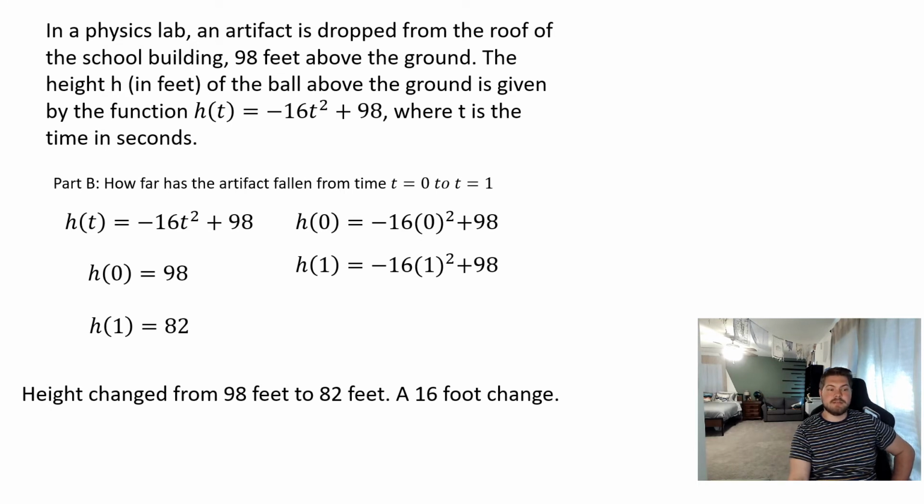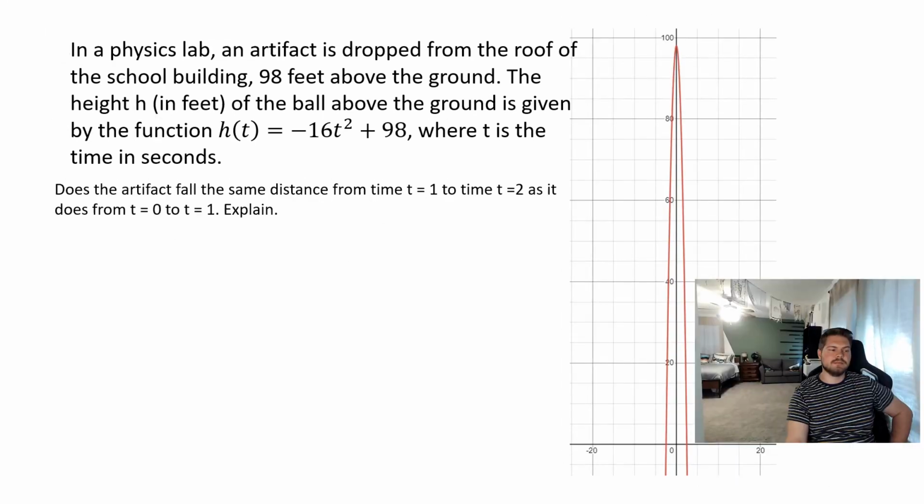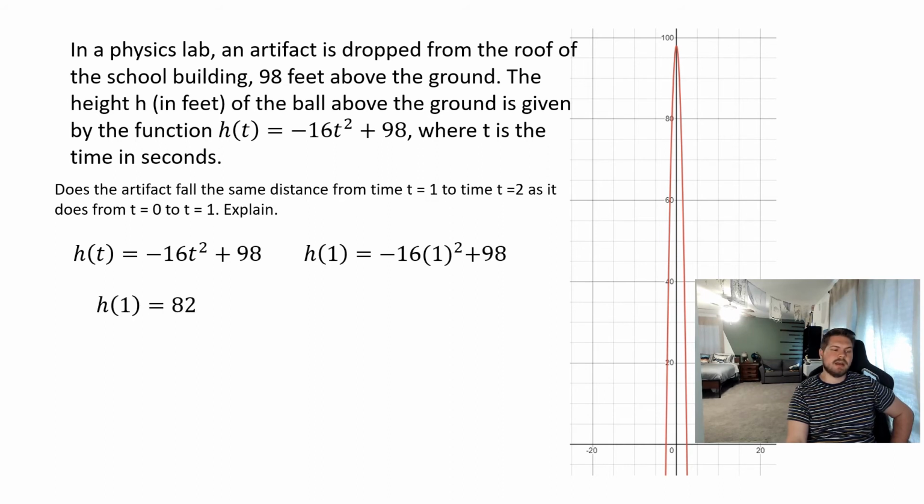All right, so now for part C. Now we're going to look at how much it changes from when time is 1 to time is 2, compared to time is 0 to time is 1. So again, if you plug in 1, you get 82. You just saw that in the previous one.